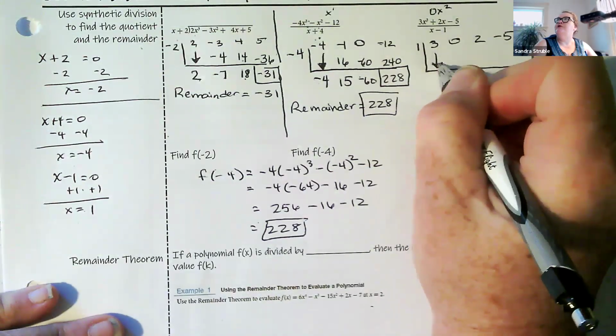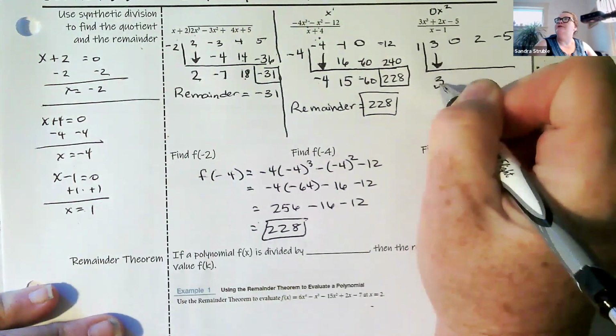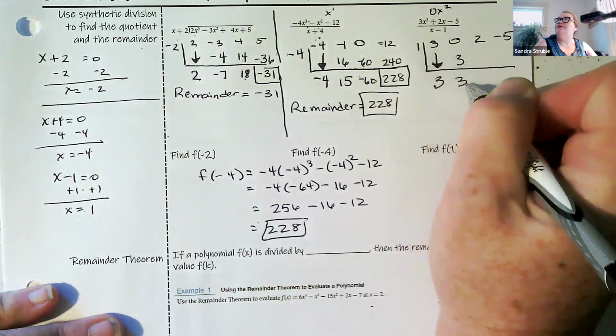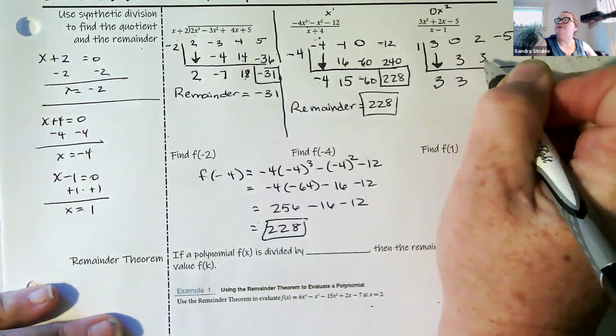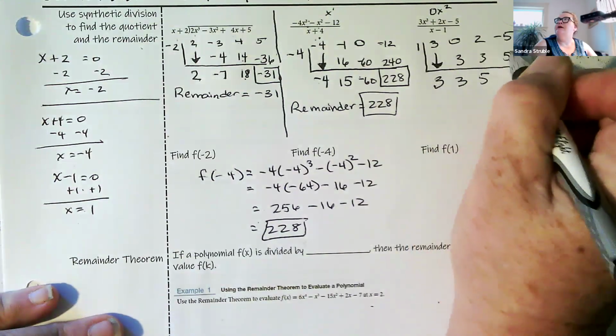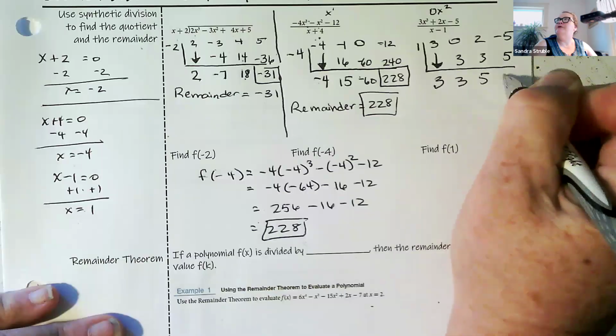Bring down your 3 first. 1 times 3 is 3. 0 plus 3 is 3. 1 times 3 is 3. 2 plus 3 is 5. 1 times 5 is 5. And then -5 plus 5 is 0.